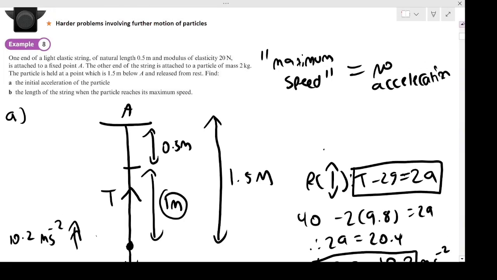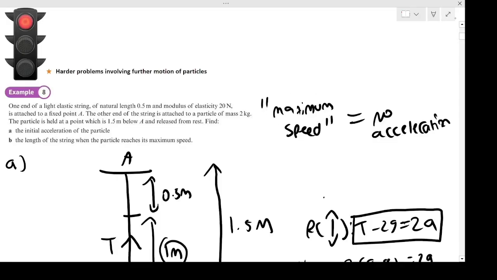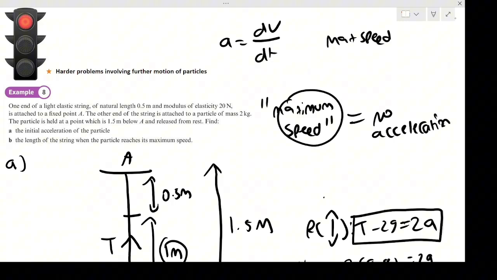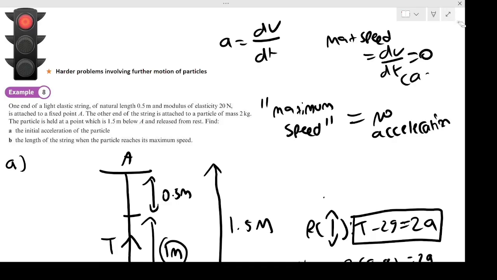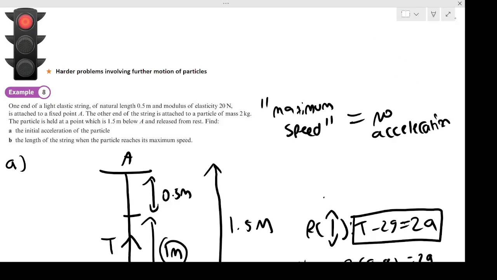I tend to think of it because if it's a maximum speed, if you think back to normal maths, you should know that acceleration is the derivative of speed. So if it's maximum speed, the derivative has to be 0 because it's a maximum. If the derivative is equal to 0 and a is the derivative, therefore a equals 0. That's just how I remember it. I just think of it in terms of derivatives like that. But ultimately, you do need to know the maximum speed is when there's no acceleration.